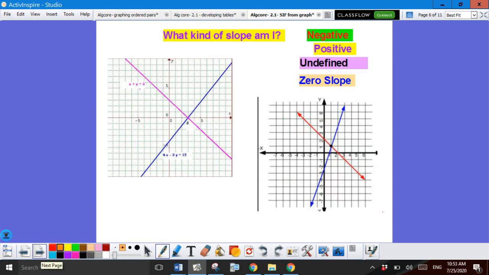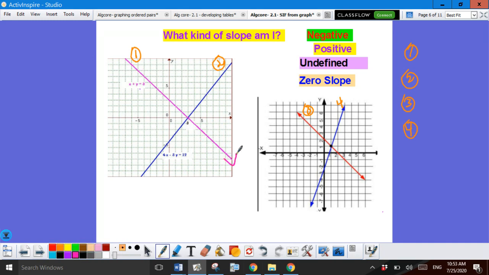So let's see if we can do some matching here, okay? I want you to label this number 1, number 2, number 3, and number 4. So these are my options: negative, positive, 0, undefined. So on your notes or on a piece of paper, why don't you hit pause, tell me, what is number 1, number 2, number 3, and number 4? What type of slopes are they?